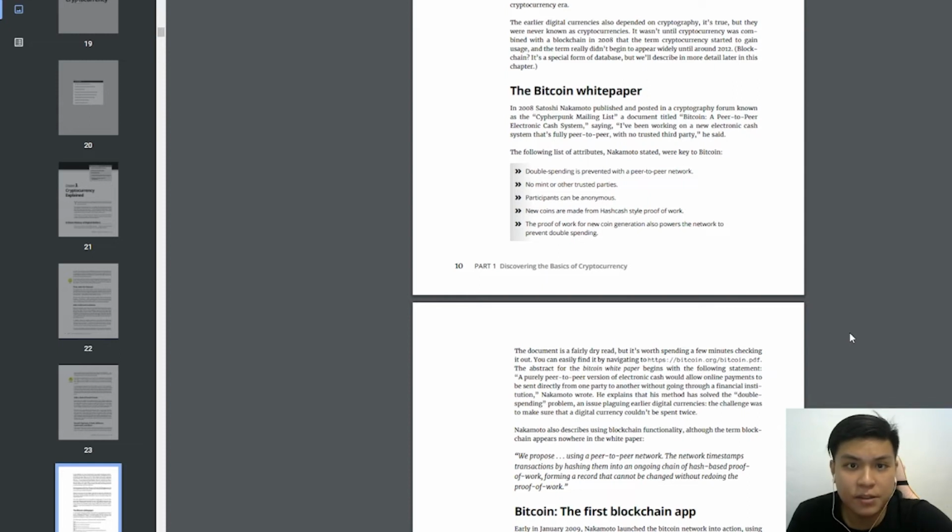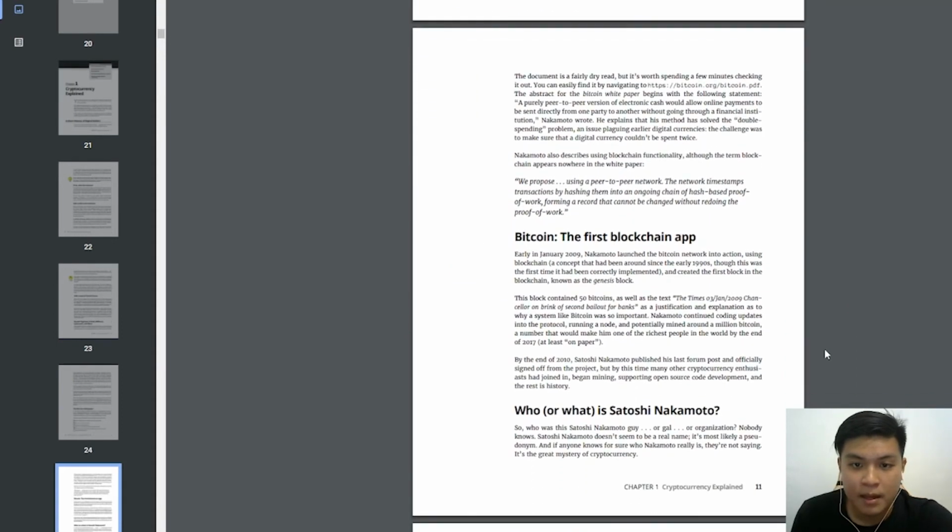The following list of attributes Nakamoto stated were key to Bitcoin. Double spending is prevented with a peer-to-peer network, no mint or other trusted parties, participants can be anonymous, new coins are made from hash cycle style proof of work. The proof of work for new coin generation also powers the network to prevent double spending. The document is a fairly dry read, but it's worth spending a few minutes checking it out. You can easily find it by navigating to bitcoin.org/bitcoin.pdf, which we're going to link down below.